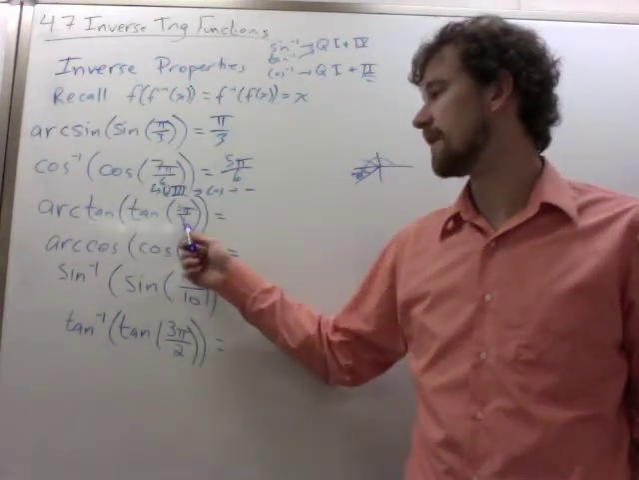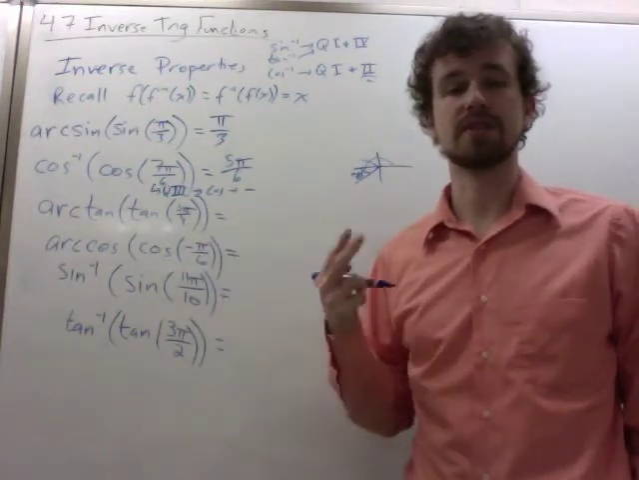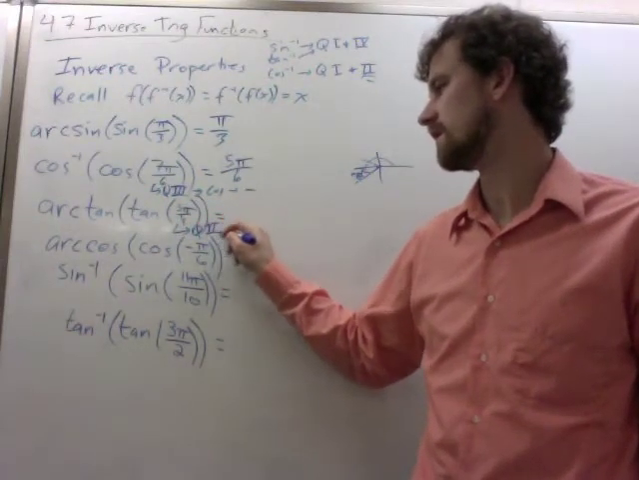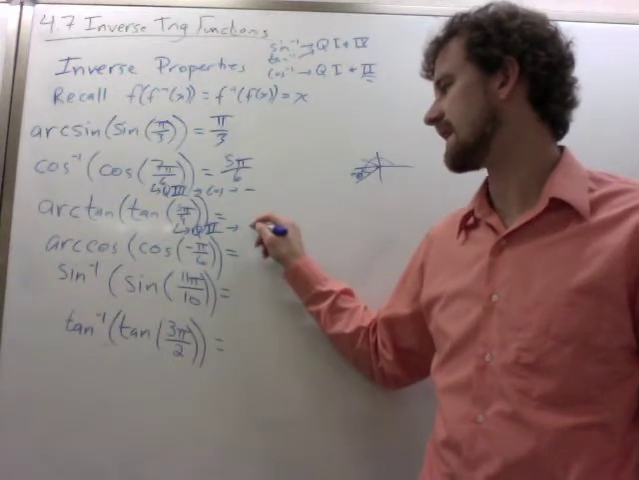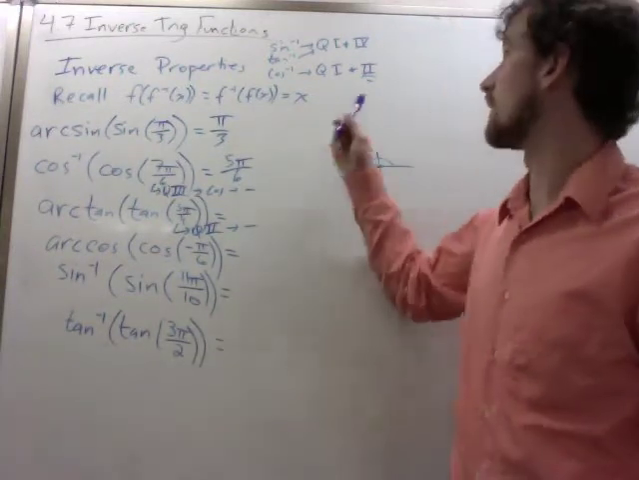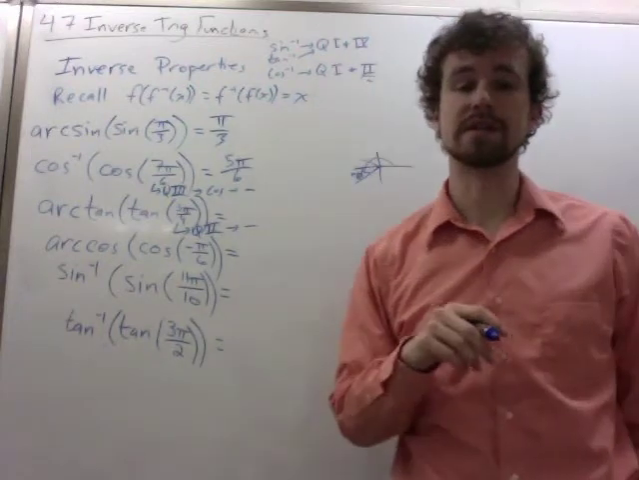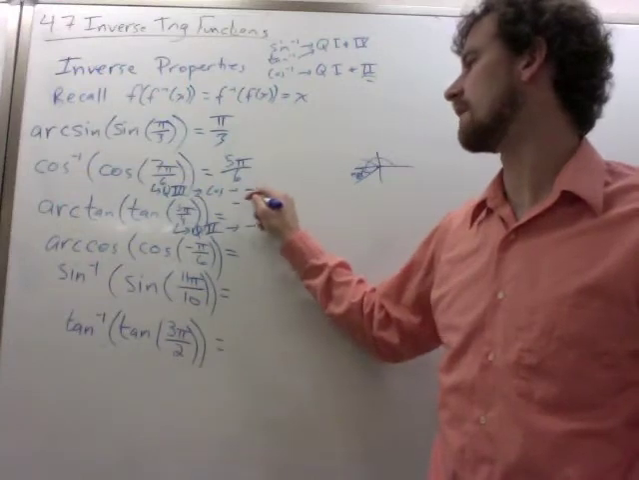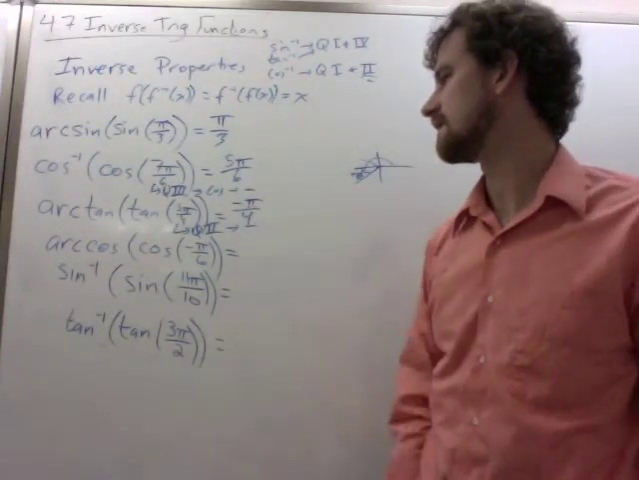3 pi over 4 is in quadrant 2. In quadrant 2, tangent is negative. Tangent is also negative in quadrant 4, and quadrant 4 is where arctangent gives you values. So we want the pi over 4 reference angle in quadrant 4, which is minus pi over 4.